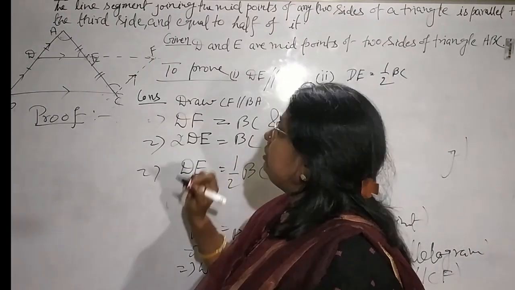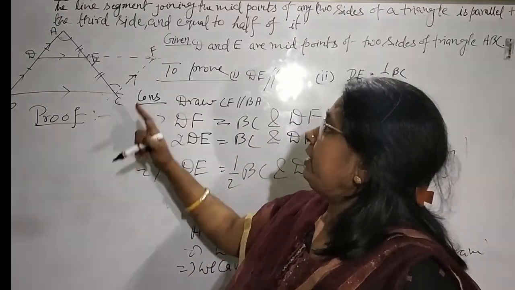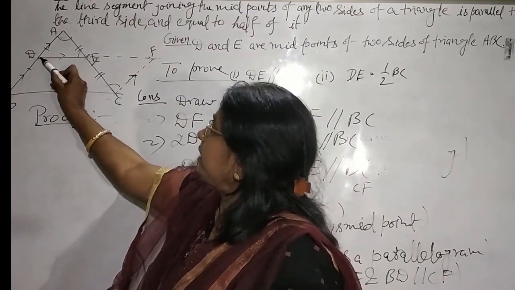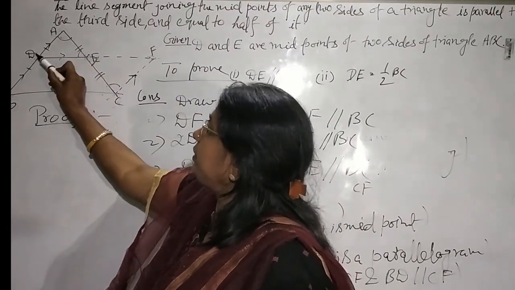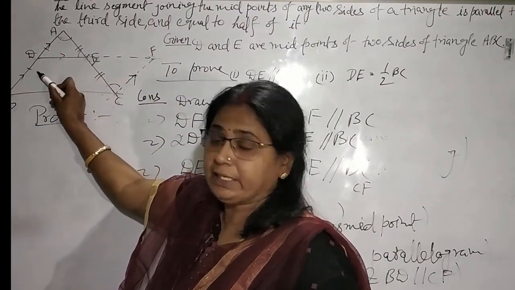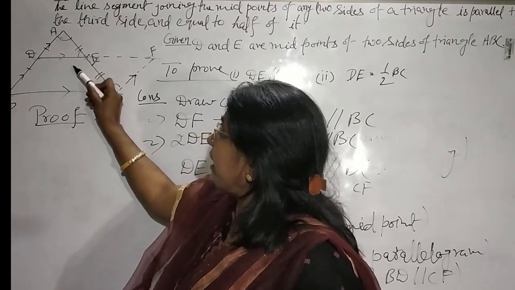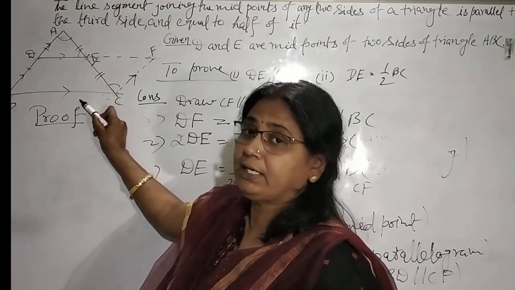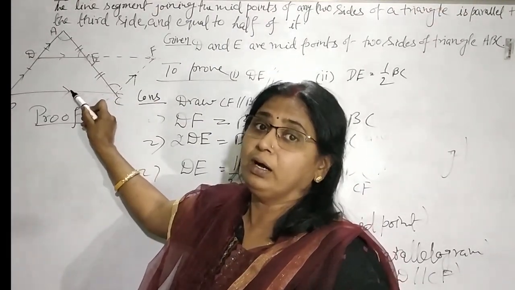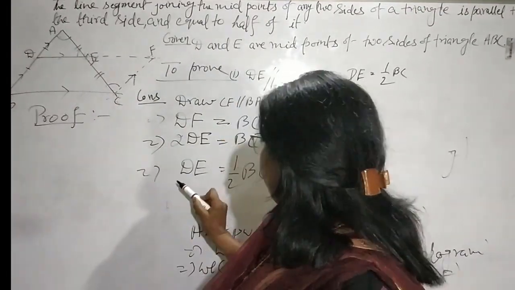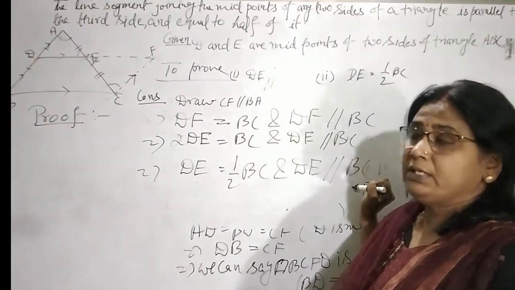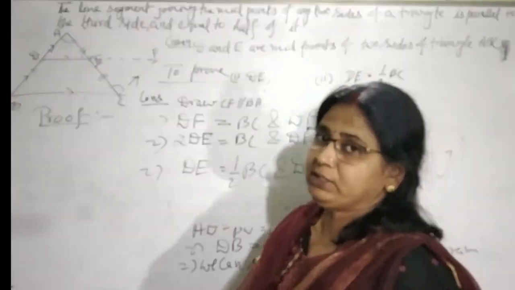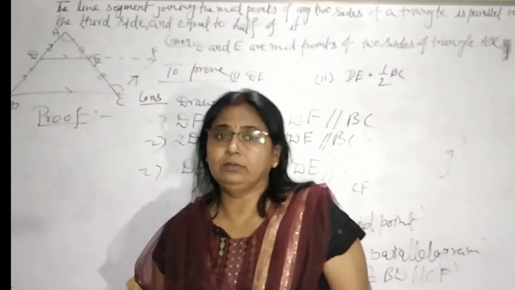In this way, the theorem is proved. The line segment joining the midpoints of any two sides of a triangle is parallel to the third side and equal to half of it. That is proved. This theorem is the midpoint theorem. Understood? Okay.